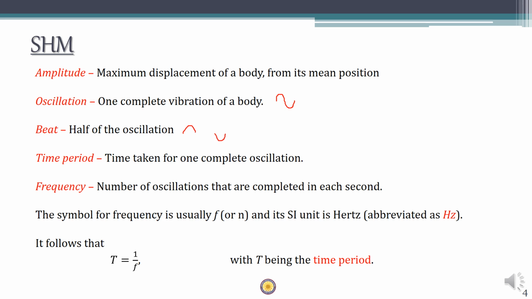Okay, time period is the time taken, usually in seconds, for one complete oscillation. So the time required for one complete trough and crest, right? And frequency is nothing but the inverse of time period, which is the number of oscillations per second, or number of vibrations per second. The SI unit of frequency is hertz, denoted by Hz. It is nothing but per second or 1 by second, right? Time period is always the inverse of frequency.